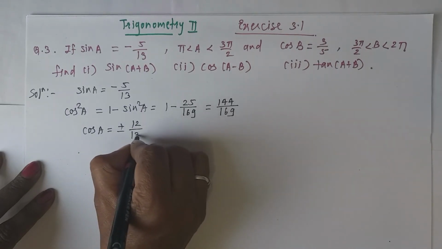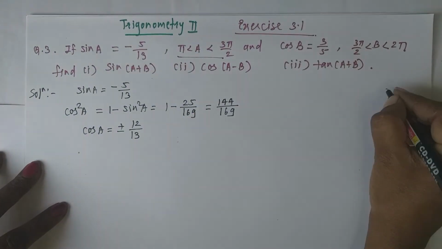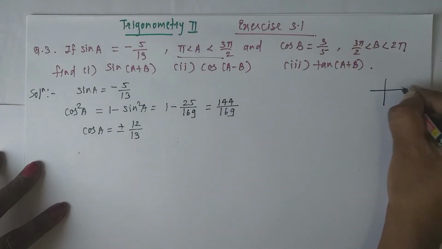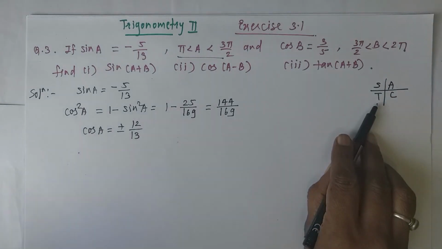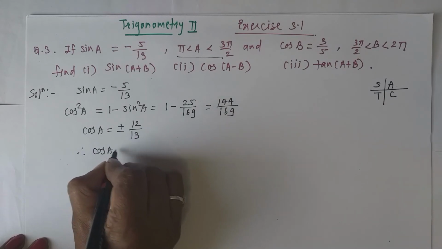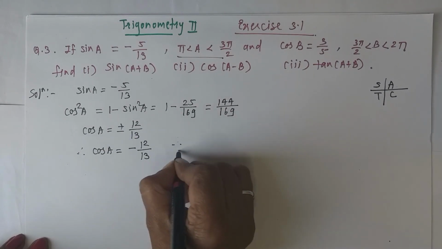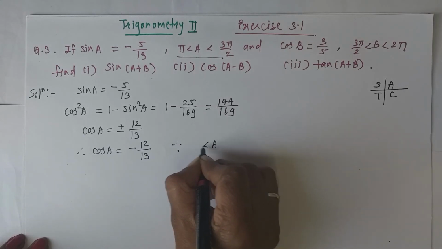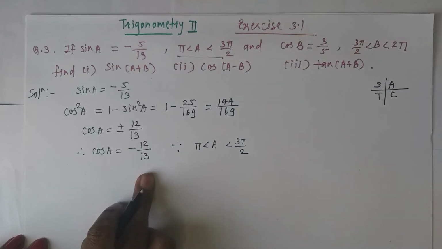12 divided by 13. But see here, angle A lies in the third quadrant, and we have studied all sine, tan, cos. In the third quadrant, the tangent function is positive. Tan and cot are positive and the remaining trigonometric functions are negative. Therefore, write down cos A is equal to minus 12 by 13, and write the reason: since A lies in the third quadrant, therefore we are taking the value of cos negative.